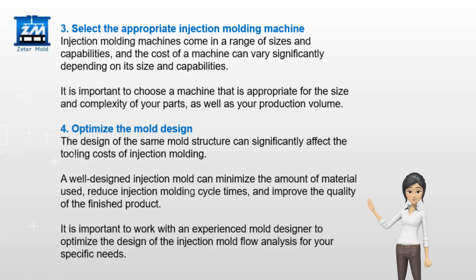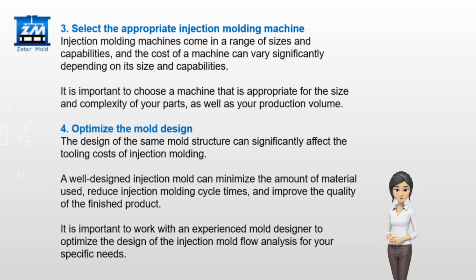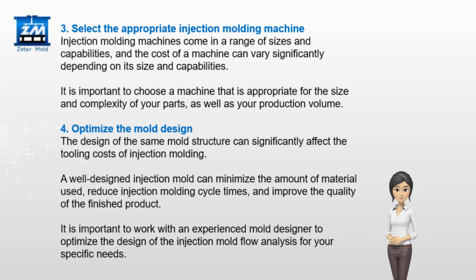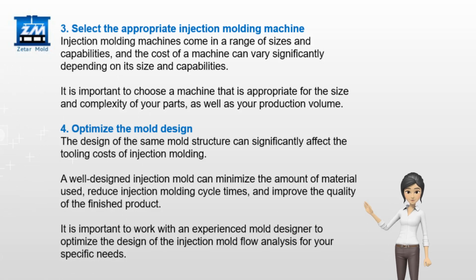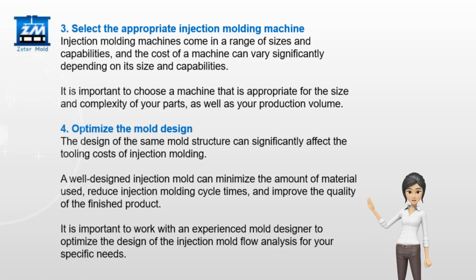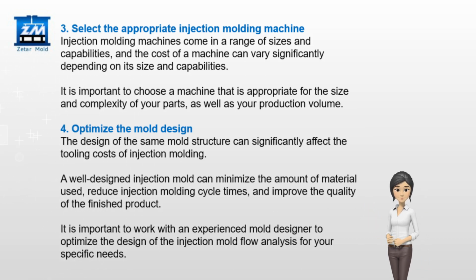Select the appropriate injection molding machine. Injection molding machines come in a range of sizes and capabilities, and the cost of a machine can vary significantly depending on its size and capabilities. It is important to choose a machine that is appropriate for the size and complexity of your parts, as well as your production volume. Optimize the mold design.